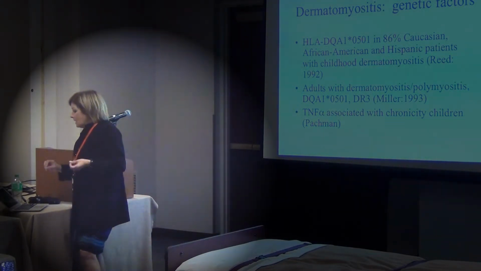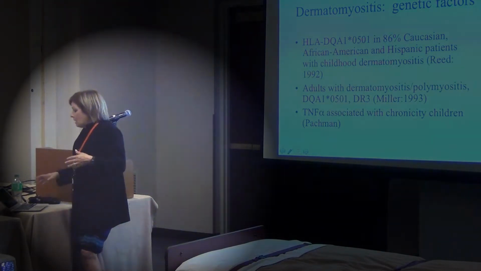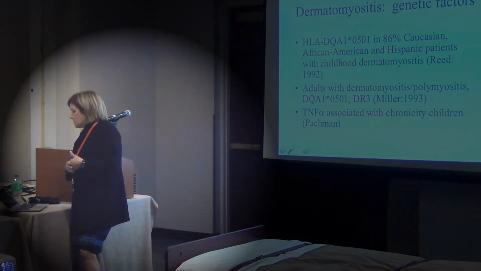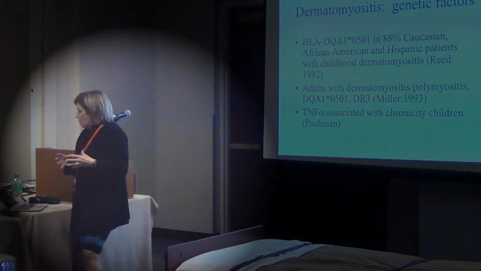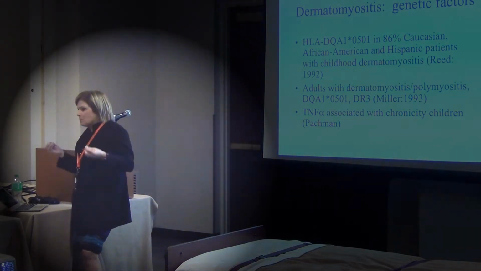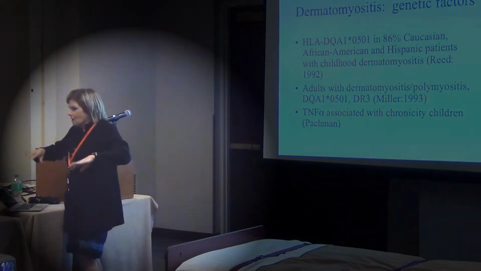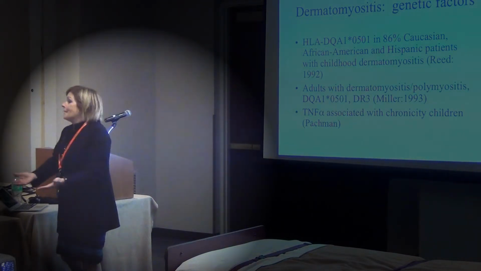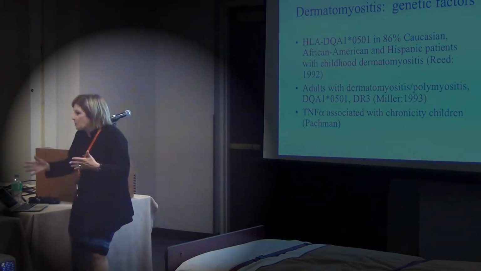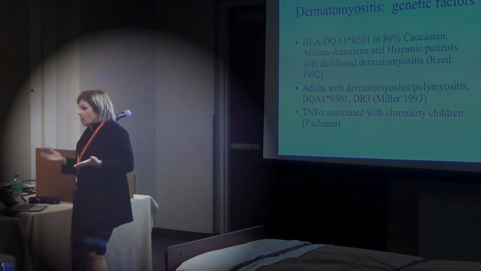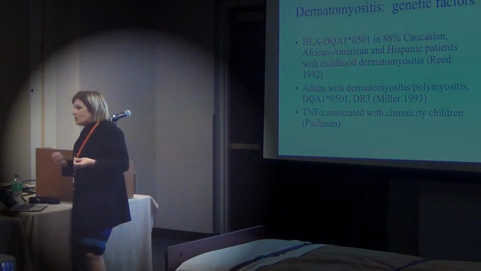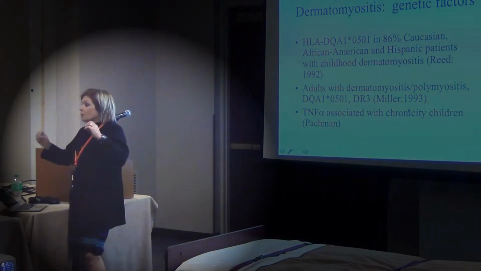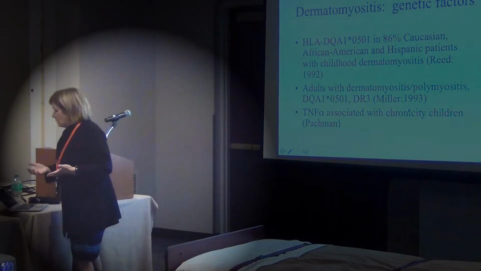So for example, studies that we've done looking at Caucasian, African American, Hispanic patients in the US show that 86% had specific genes that are certain kinds of immune response genes. And normally in the population, it was around 30%. So it's much, much higher. And the adults are similar, they just have some that are a little bit different than the pediatric population.